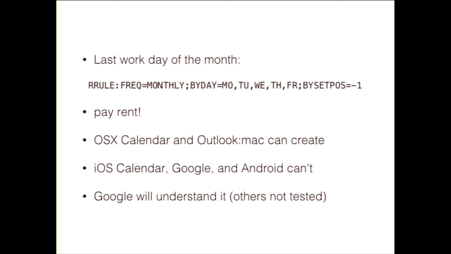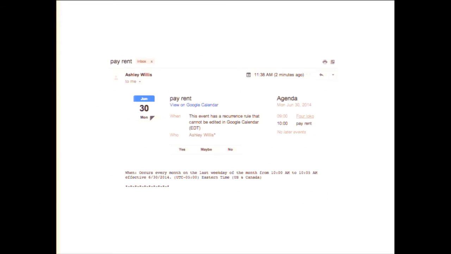OS X Calendar and Outlook on Mac can create this rule, but iOS Calendar, Google, Android can't. Google will understand it though. Haven't tested anything else. Here it is in Google, pay rent. It says this event has a recurrence rule that cannot be edited in Google Calendar.